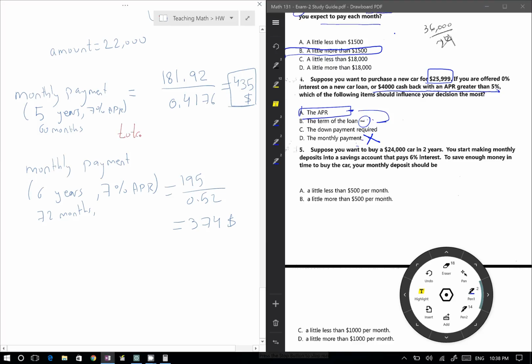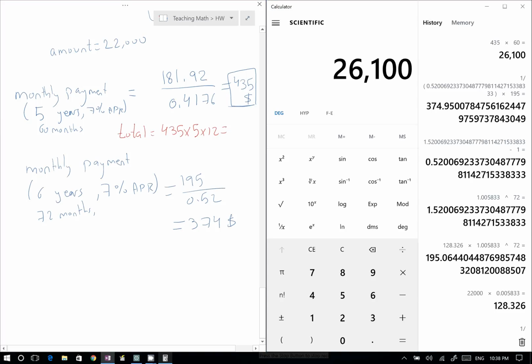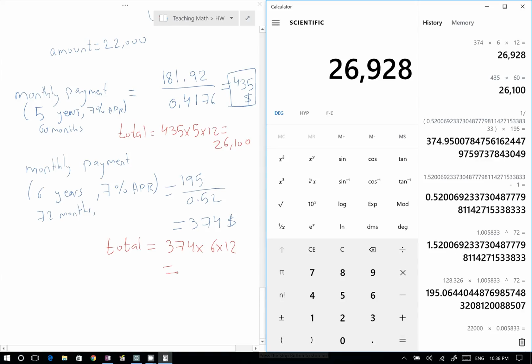Total is equal to 435 multiplied by 60, 26,100. Okay, total here is equal to 374 multiplied by 6 multiplied by 12, 26,928.